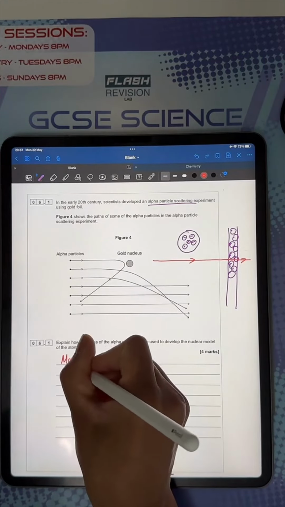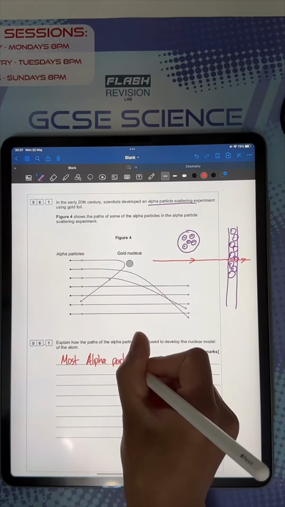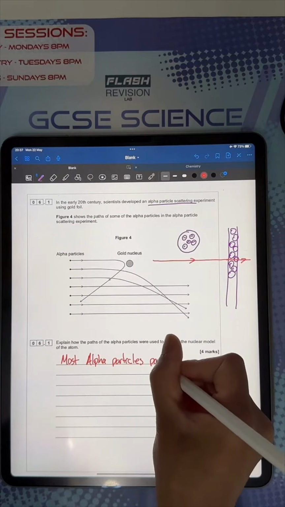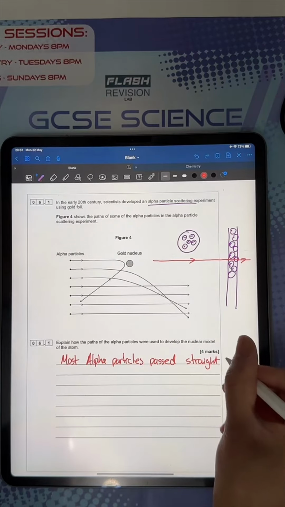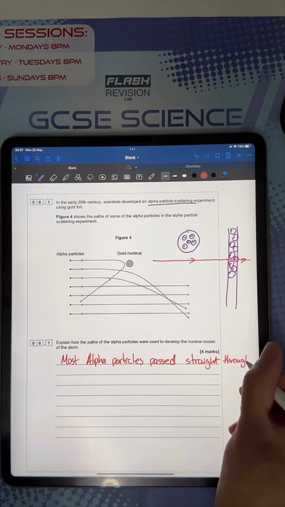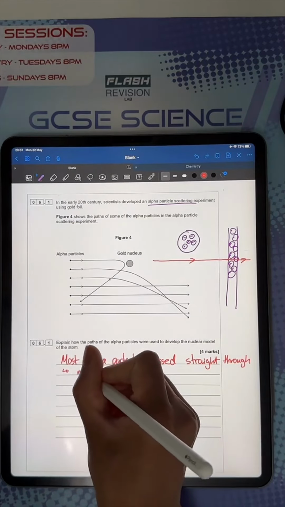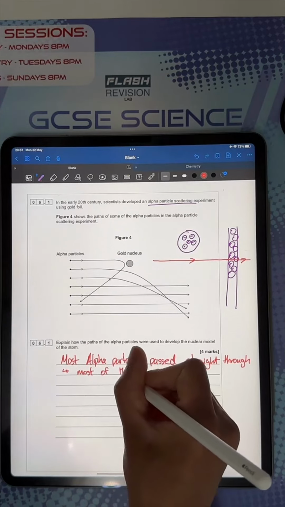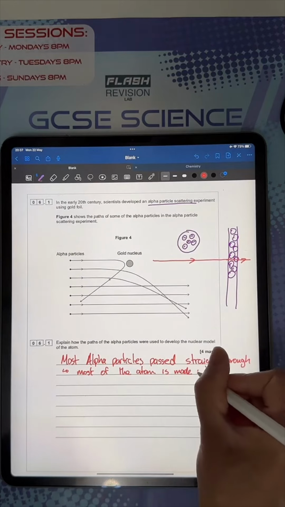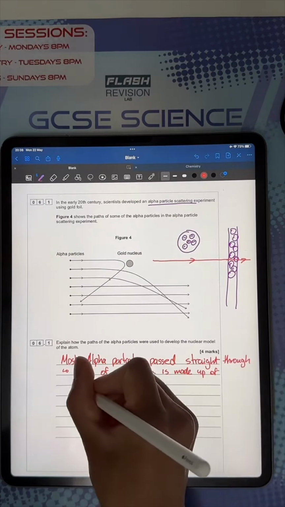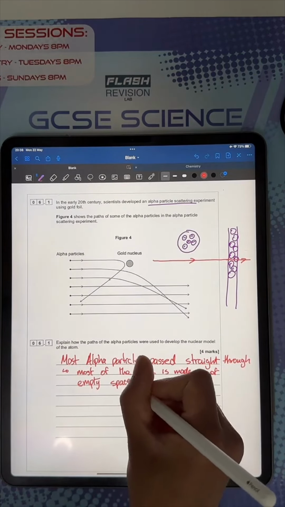So most alpha particles passed straight through, and that proved that most of the atom is made up of empty space. Does everyone understand that point?